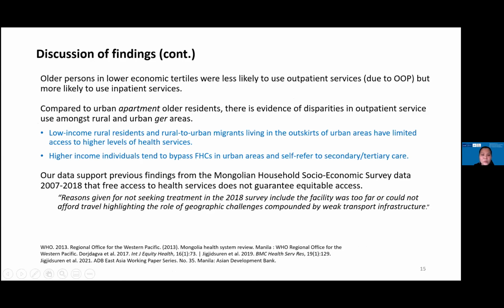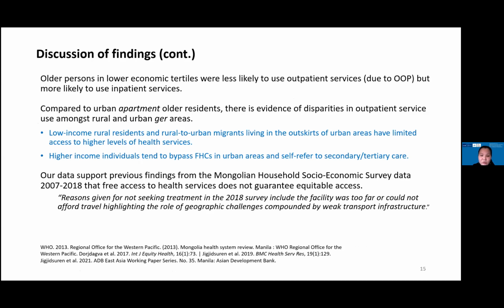So as we mentioned, the older persons in lower economic tertiles were less likely to use outpatient services, and we think that this could also be due to out-of-pocket expenditure if they could not get to the services that they want to. Compared to urban apartment older residents, there are disparities that we found: low-income rural residents, as well as rural to urban migrants, so these are the ones that live in the rural area, have limited access to higher levels of health services.